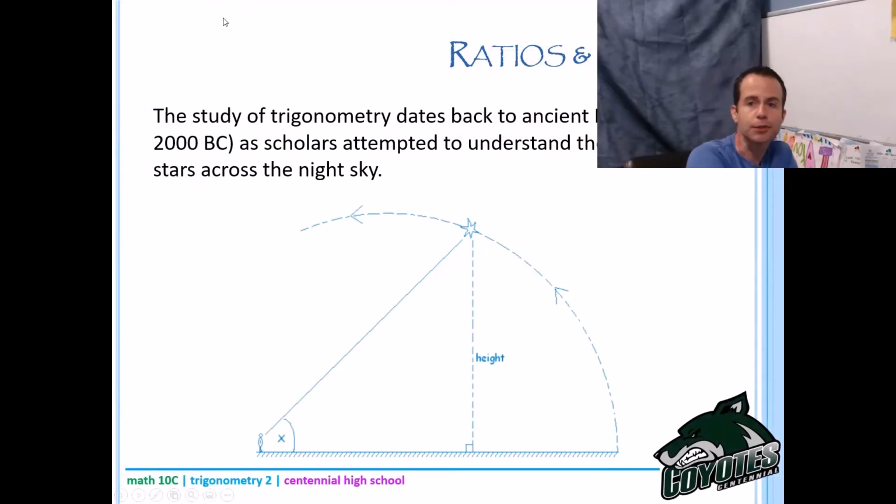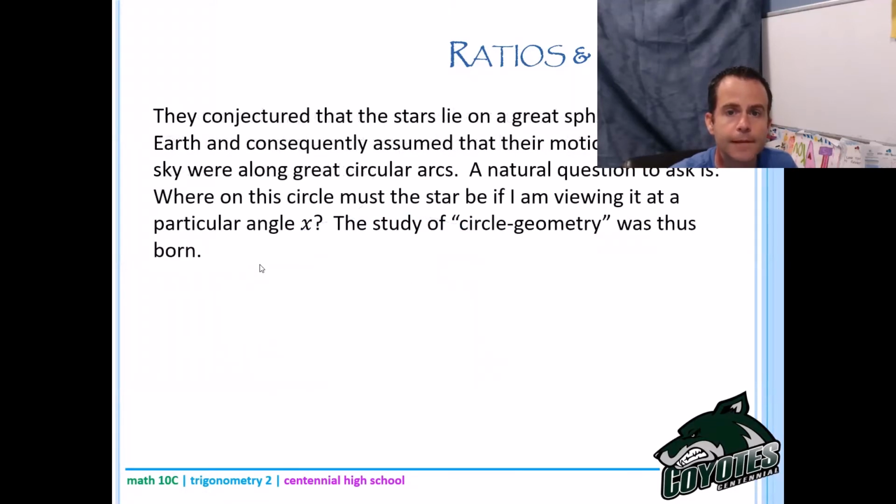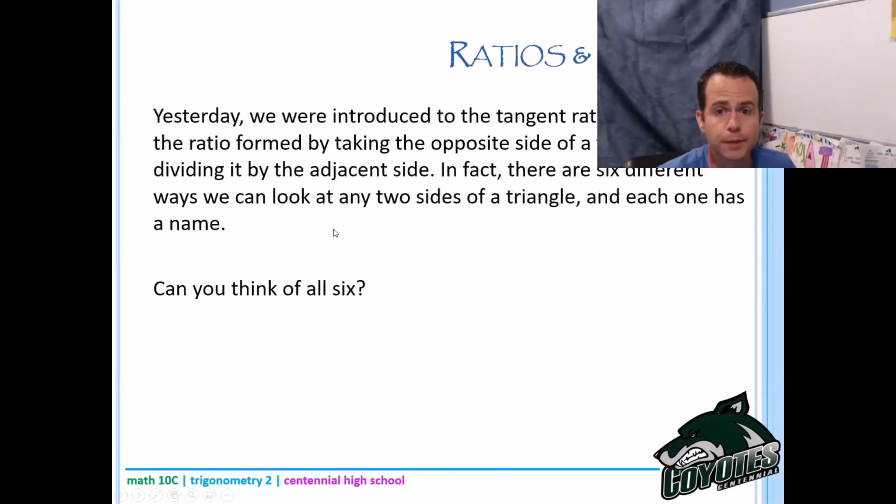The study of trigonometry dates back to ancient Babylon, around 2000 BC, as scholars attempted to understand the motion of stars across the night sky. They conjectured that the stars lie on a great sphere about the Earth, and consequently assumed that their motions across the sky were along great circular arcs. The natural question to ask is, where on this circle might the star be if I'm viewing it at a particular angle x? And this began the study of what was called circle geometry. And that forms the basis of all of our trig, okay?